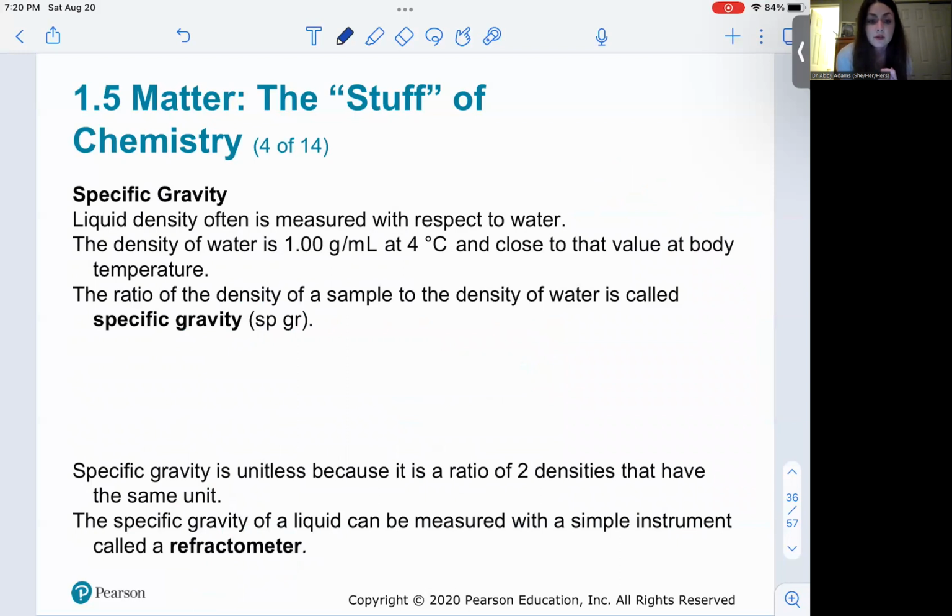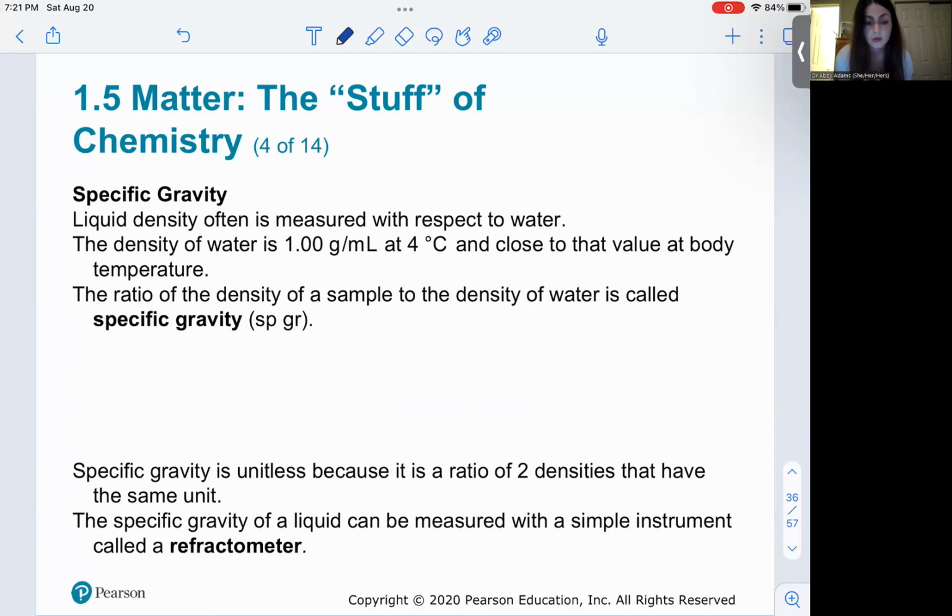All right. So this is when a liquid density often is measured with respect to water. So water, we know that the density of water is 1 gram per mL, 1 gram per 1 mL. Okay. So that's equivalent at 4 degrees Celsius and close to that value at body temperature. Okay, so 4 degrees Celsius, that's like the temperature of your refrigerator. Okay, and it's close to that at your body temperature.